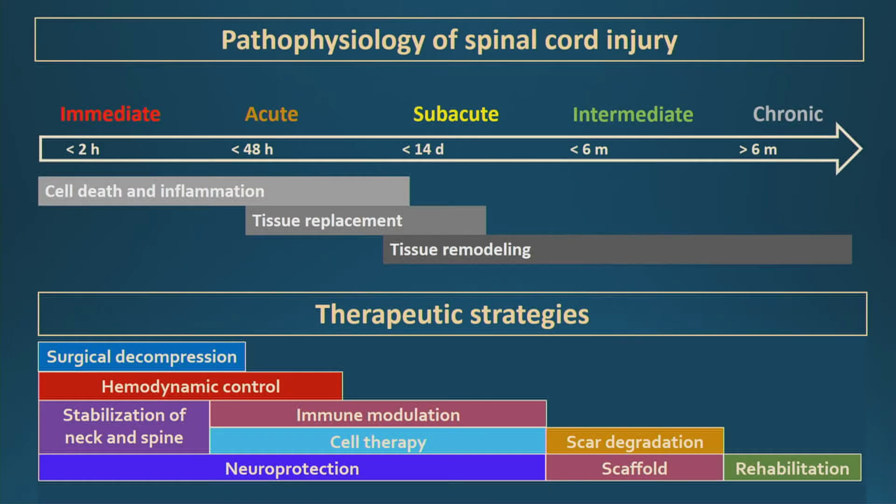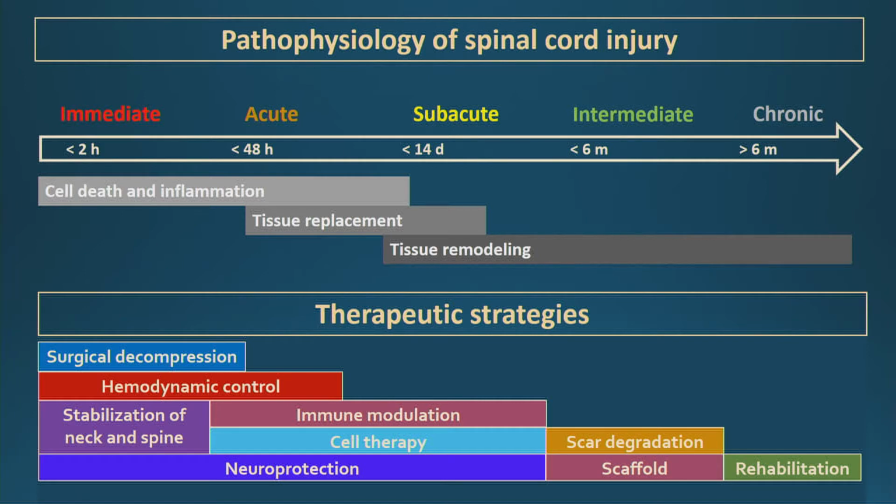So briefly, spinal cord injury is very complex. There's a series of events that occur through time after the injury. This is a very simple way that I'm trying to represent that we can divide the stages after injury in these phases. So we can call this the immediate phase in the first couple hours after injury, followed by an acute, subacute, intermediate and chronic phase.